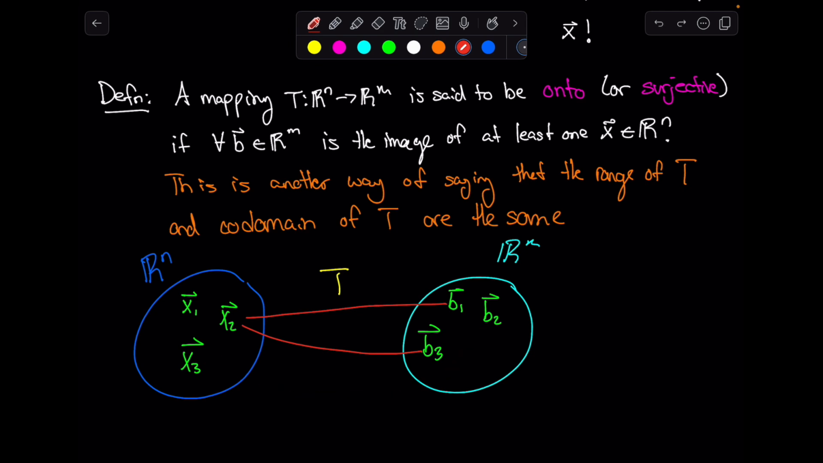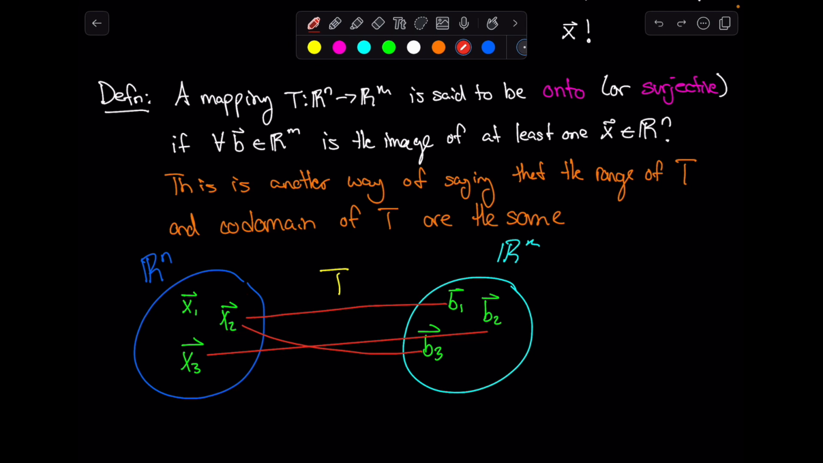Now again, this exactly wouldn't make perfect sense, but I'm just going to write it for illustrative purposes. Notice that we're not one-to-one. So we're not concerned that each of these B1 and B3s are coming from a unique X2.